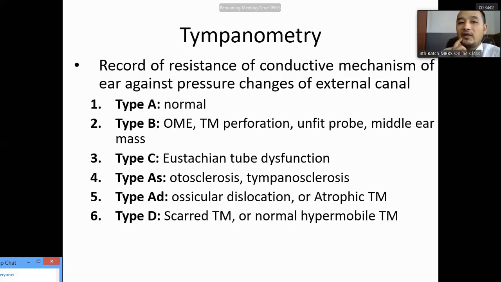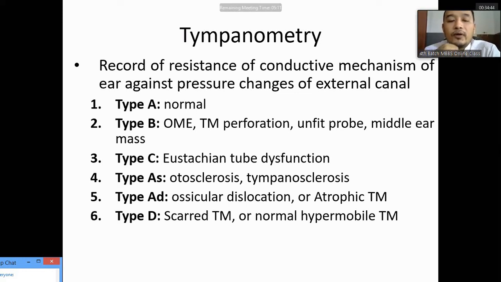Now, tympanometry records the resistance of the conductive mechanism of the ear against pressure changes of the external canal. Here, we keep an airtight probe in the external ear canal. There is a mic in the probe, and a port for increasing the pressure. We gradually increase the pressure in the external auditory canal, and we give the sound from a source, and we measure the amount of sound reflected from the tympanic membrane as it stiffens, by a mic in the probe.